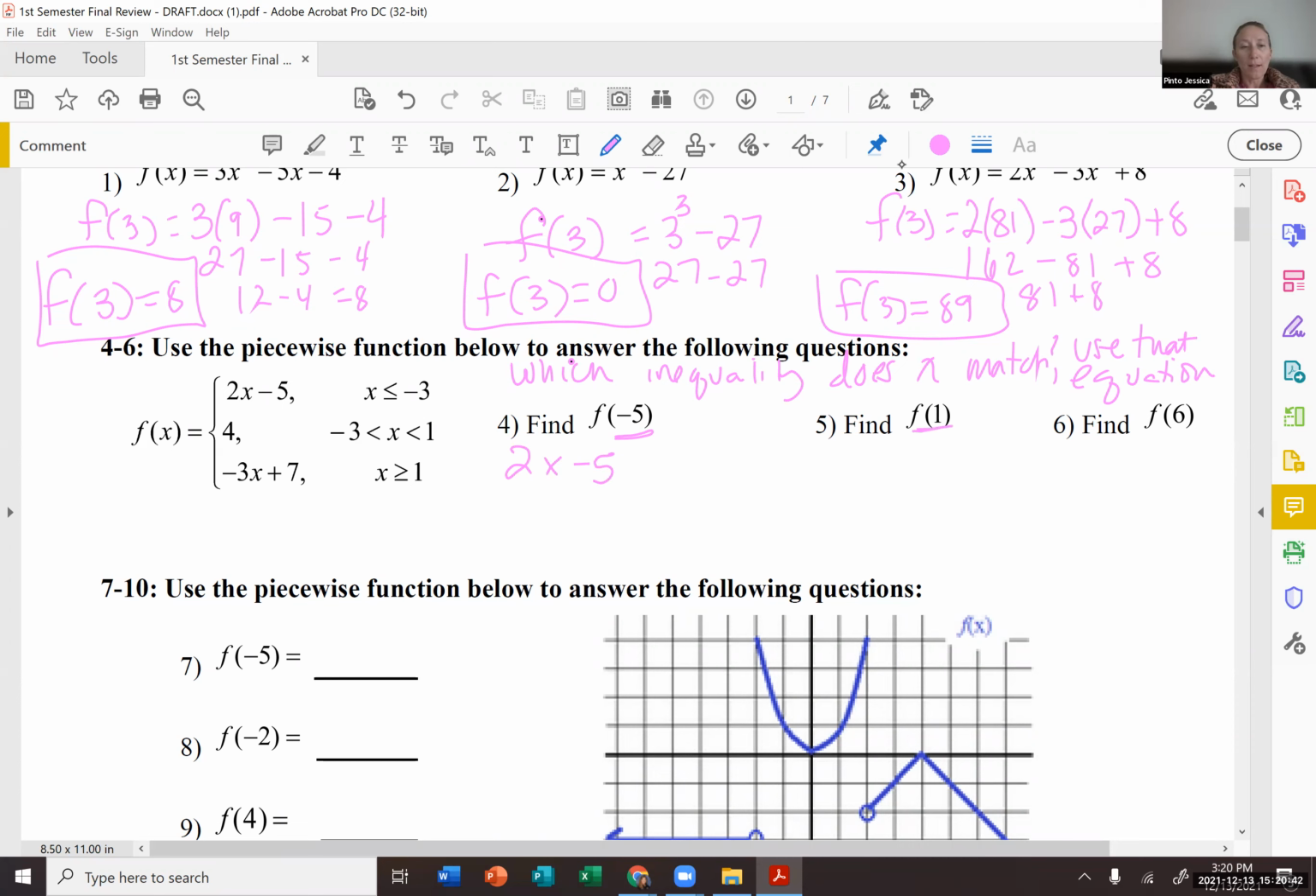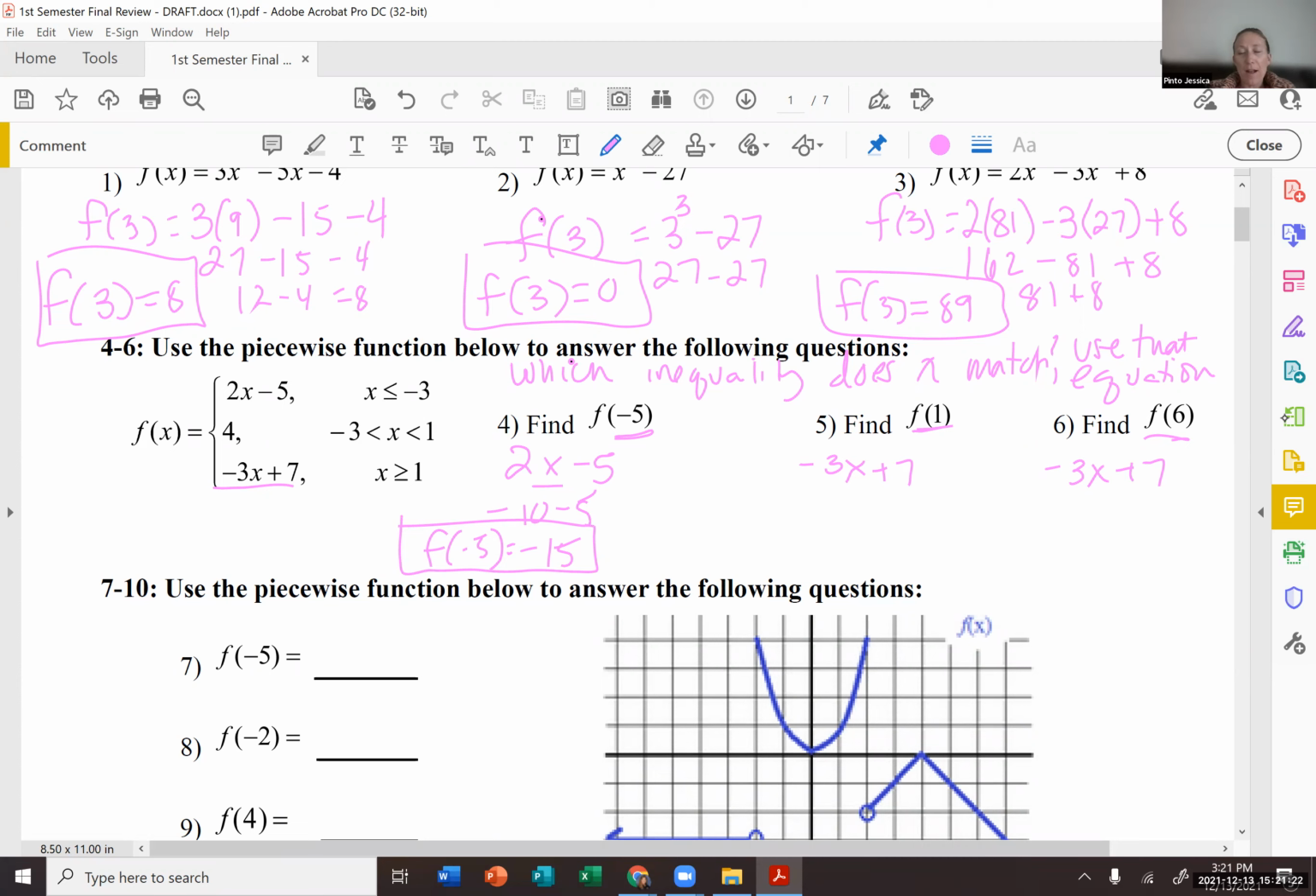For f of 1, I have to use the bottom equation because that's underlined. And then for f of 6, I'm going to also use the bottom equation, x is greater than or equal to 1. So that's going to be -3x plus 7. So now that I know what equation to use, I'm just going to do the calculation with that. So I'm plugging in x just like I did before, and that's going to be 2 times -5, -10 minus 5, -15. F of -5 is equal to -15.